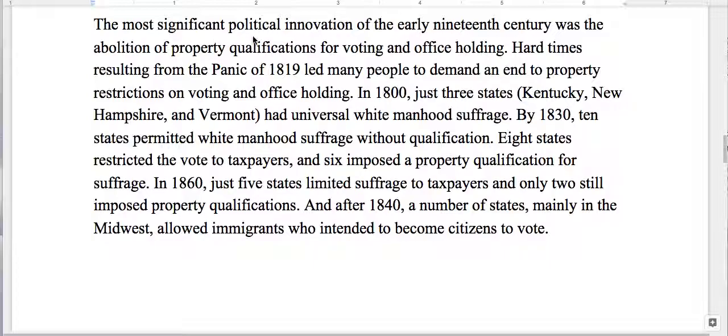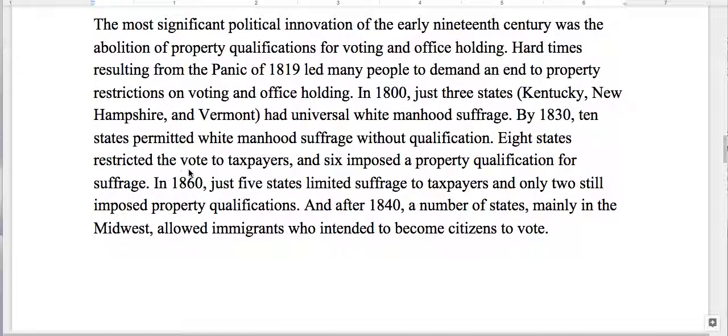The most significant political innovation of the early 19th century was the abolition of property qualifications for voting and office holding. Hard times resulting from the Panic of 1819 led many people to demand an end to property restrictions on voting and office holding. In 1800, just 3 states, Kentucky, New Hampshire, and Vermont, had universal white manhood suffrage. By 1830, 10 states permitted white manhood suffrage without qualification.